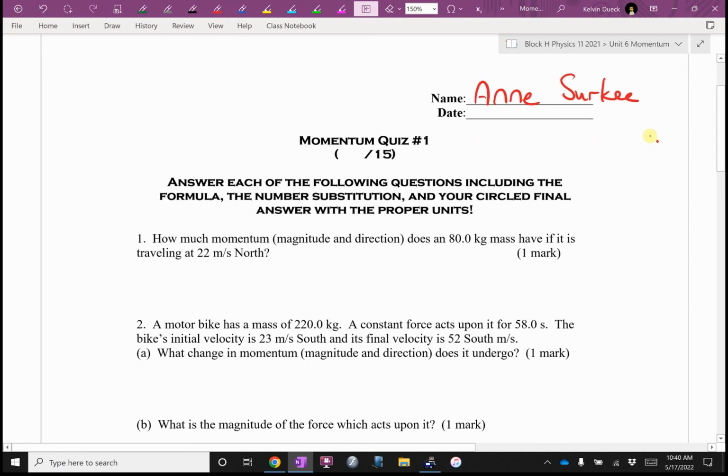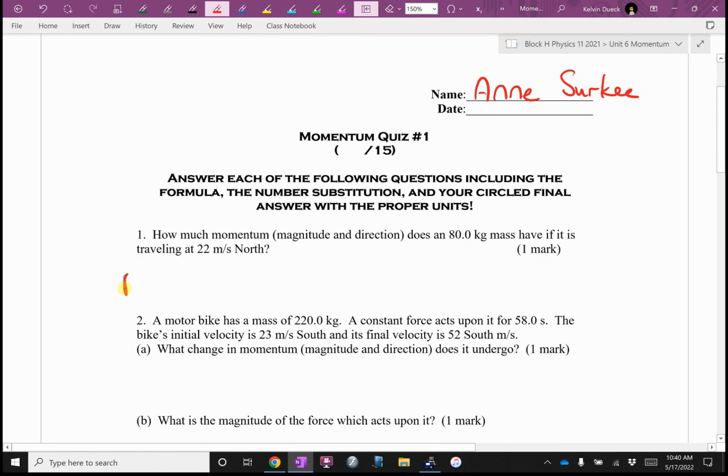Number one, how much momentum, magnitude, and direction? So momentum is mass times velocity. The mass is 80. The velocity is 22. I can do that in my head. 80 times 20 is going to be 1,600. Is it 1,760? That's the magnitude. Units, kilogram meters per second.